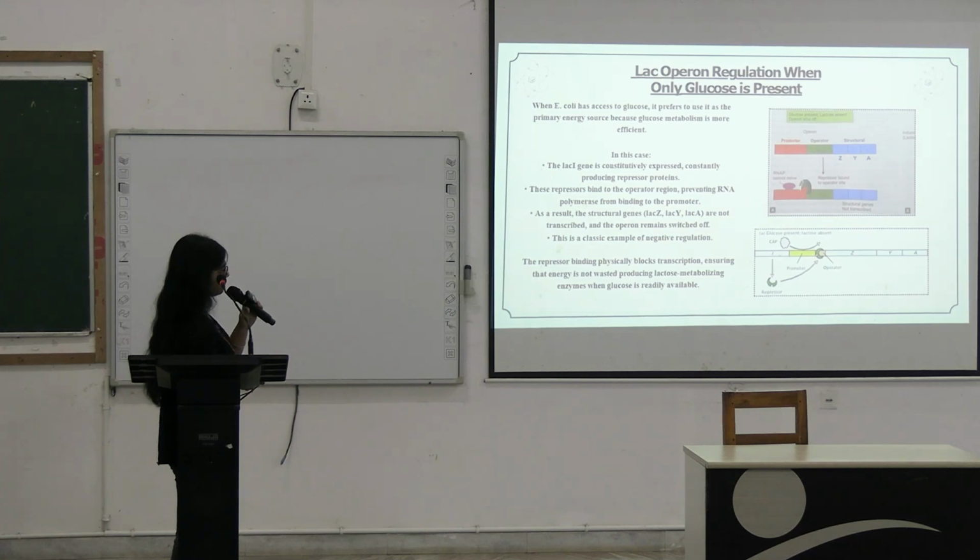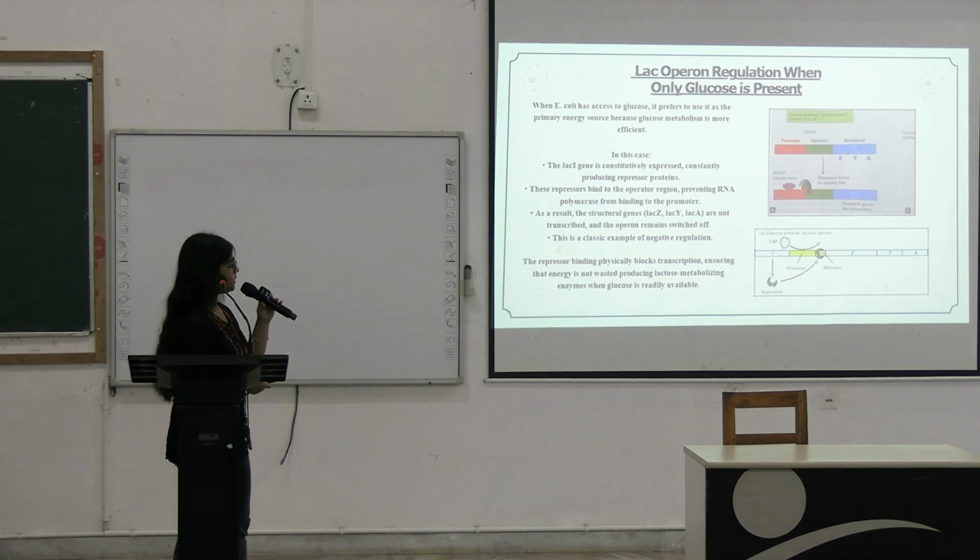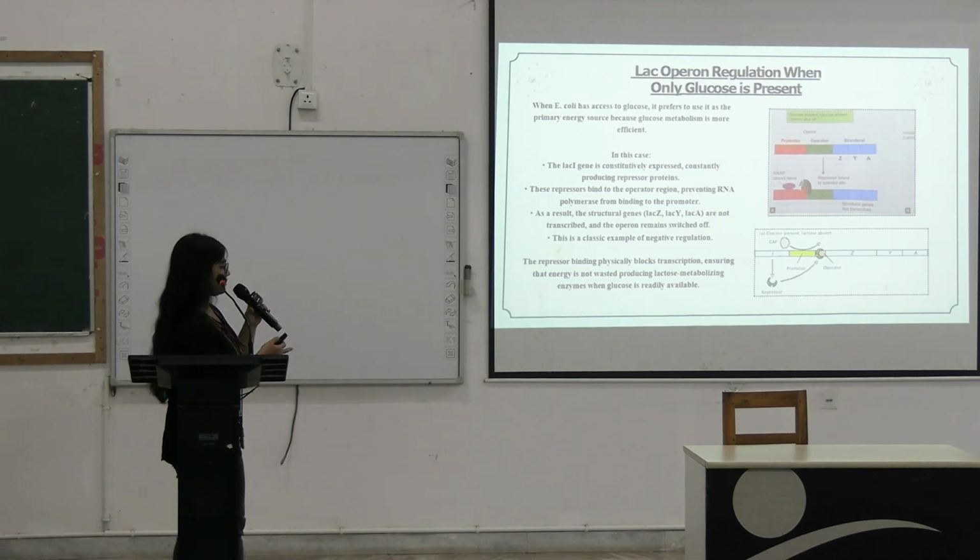The lac operon is regulated under three modes: when only glucose is present; second, when both glucose and lactose are present; and third, when only lactose is present. When only glucose is present, the lac I gene continuously produces the repressor protein, which binds to the operator and inhibits further transcription, because the RNA polymerase cannot bind anymore.